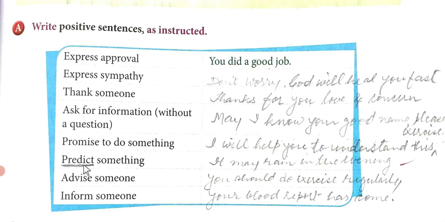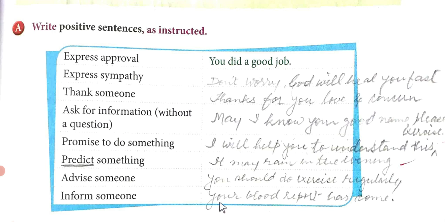Next is predict. What is the meaning of predict? To say about something which is going to happen in future. So predict something, that means you can say the prediction of rain has been done, that tomorrow it will rain heavily with thunderstorm. So I have written here, it may rain in the evening. That means doing the prediction or announcement that it may rain in the evening.